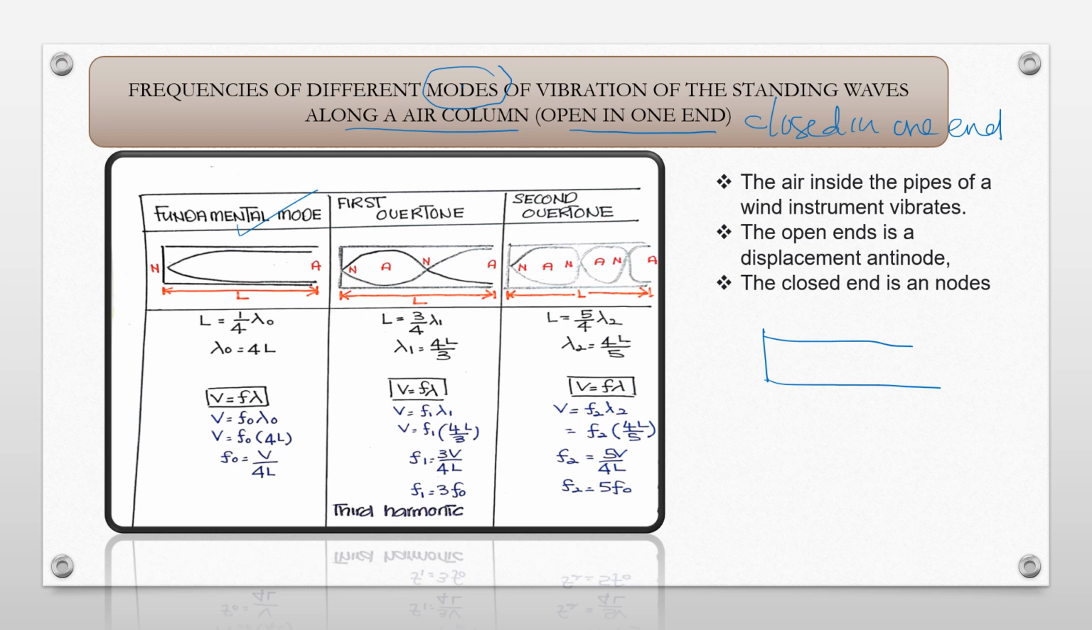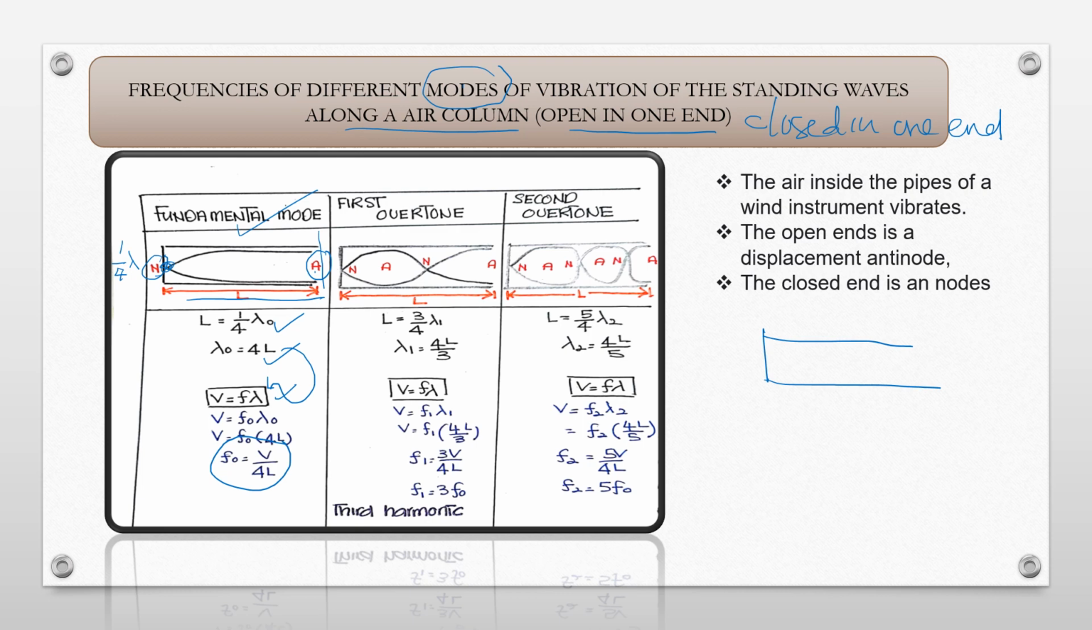So this one at the end here is a node. Where it's open in one end, definitely that must be an anti-node. So one node to one anti-node is quarter lambda. So this whole length is equal to quarter lambda, then you get lambda equals 4L. Then go back with the same thing, v equals f lambda, substitute this inside here, and then you get the fundamental mode frequency, which is v over 4L.